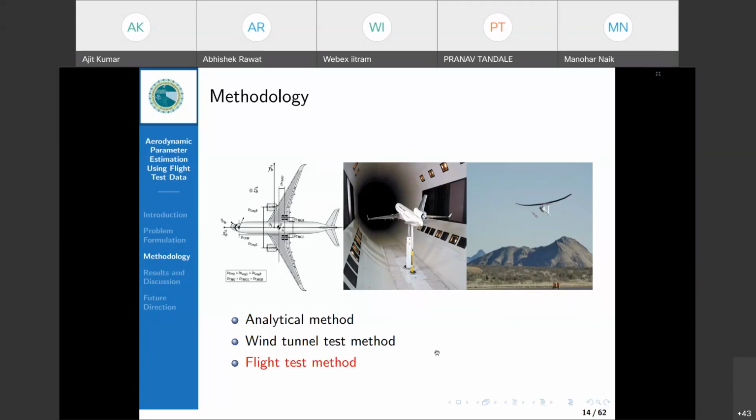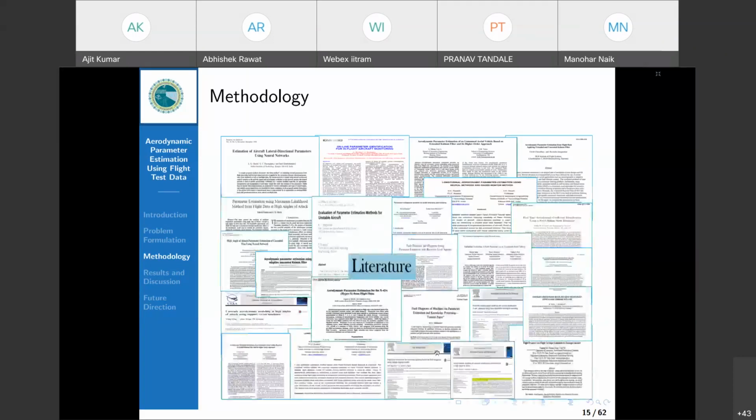Okay, now after choosing this, what are the methods to follow? In the last 6 to 7 decades, there has been an enormous amount of work in this direction. We have lots of methods in the frequency domain and time domain. We have approaches in traditional directions, and also novel methods like machine learning based and data driven parameter estimation.